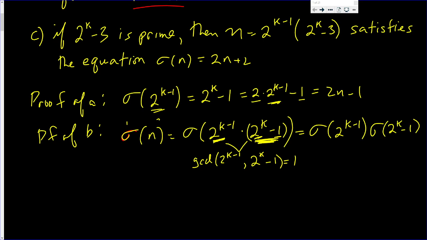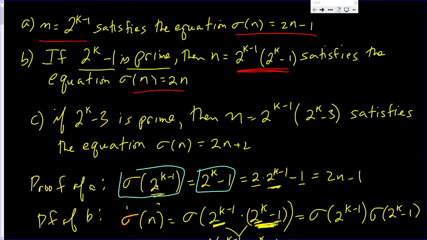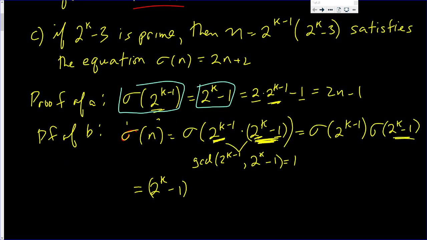Now, in part A, we actually talked about that one. That's 2 to the k minus 1. So this is equal to 2 to the k minus 1. Now, they told us that 2 to the k minus 1 is prime. So sigma of a prime number is that number plus 1. So basically we have 2 to the k minus 1 times 2 to the k.